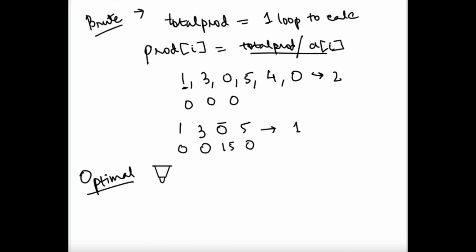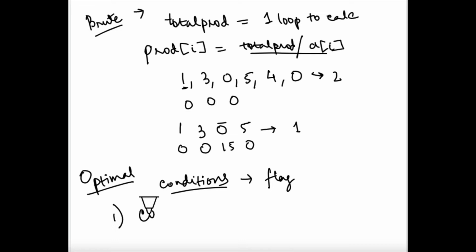Okay, so we can have some conditions. So the conditions would be, first of all, we can have some sort of a flag while we compute the total product. Okay, so I'll just write it down. First of all, we have to compute the total product irrespective of whatever approach we are doing, because that we will anyway need. So we have to compute the total product first. So for doing that, we'll run a loop and then we'll compute it.